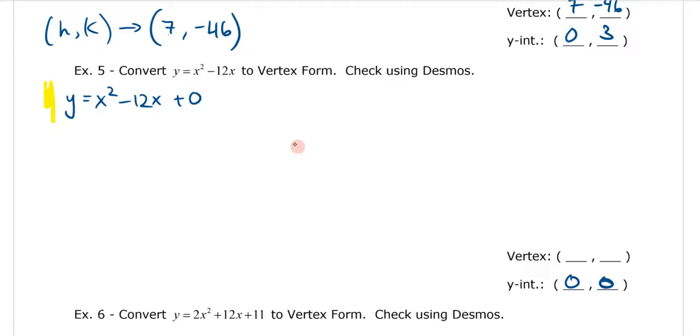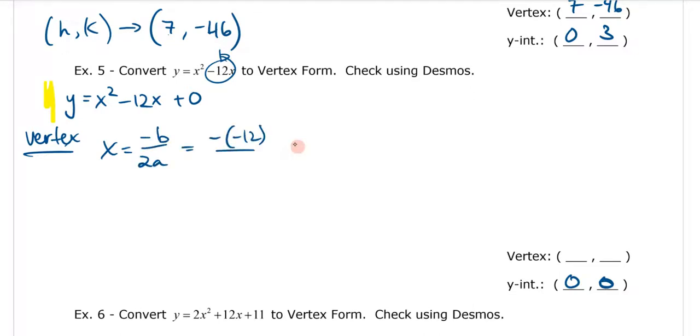My b value is negative 12, so if I were to find the vertex, well, I'm looking for the x-coordinate, so negative b over 2a, which would be negative of negative 12 over 2 times 1.